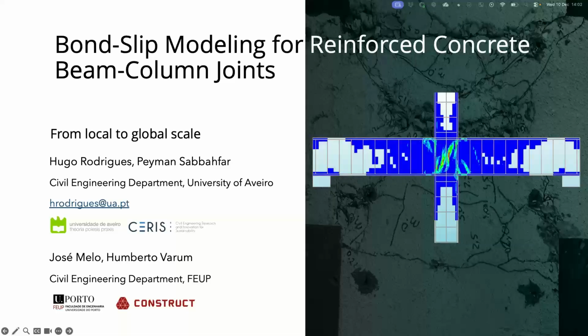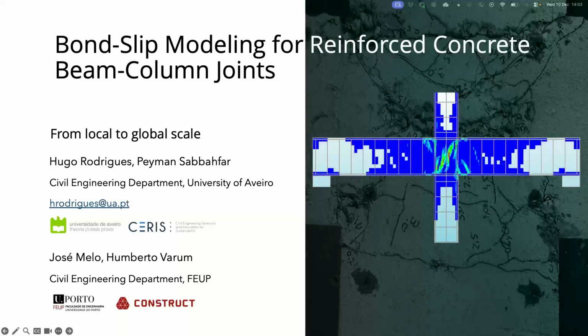I'm doing this presentation, my name is Hugo Rodriguez, and first of all, thank you to Jean-Claude for this brief introduction and for organizing the session. This work was also conducted by Payman, a PhD student from the Civil Engineering Department, who was the main conductor of a huge part of this study, and it also considers the collaboration of Professor José Melo and Professor Humberto Varun from the Civil Engineering Department of the Faculty of Engineering of the University of Porto.